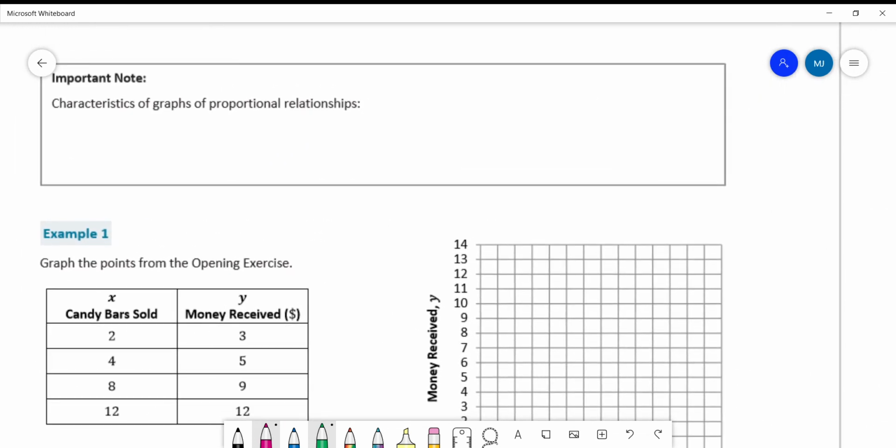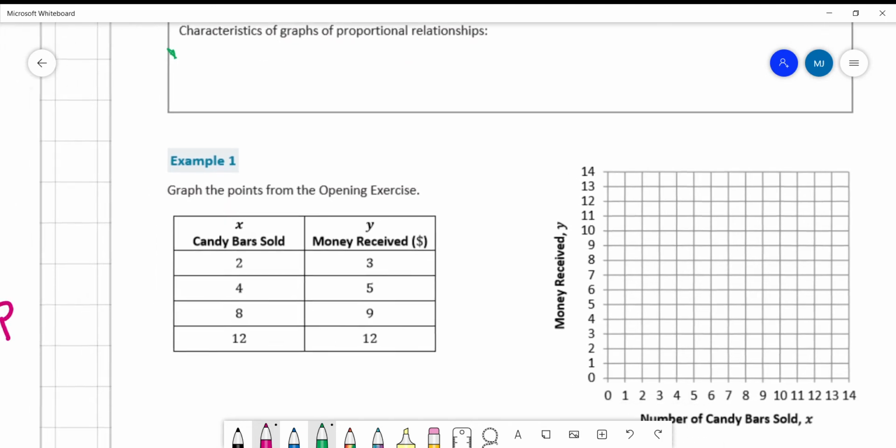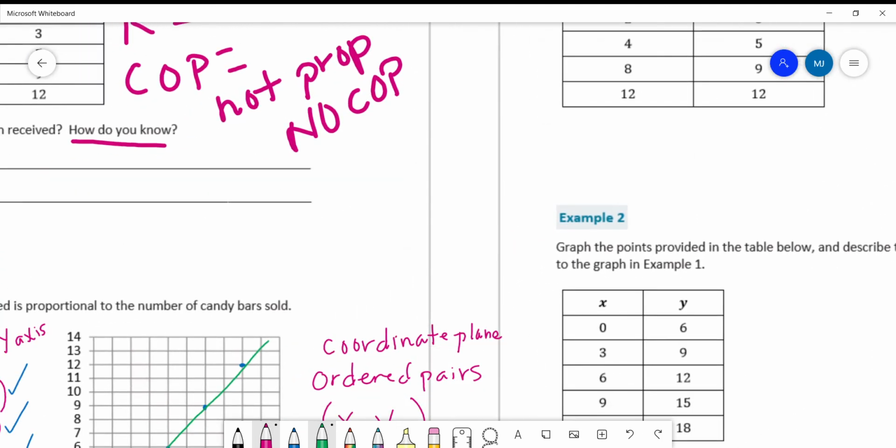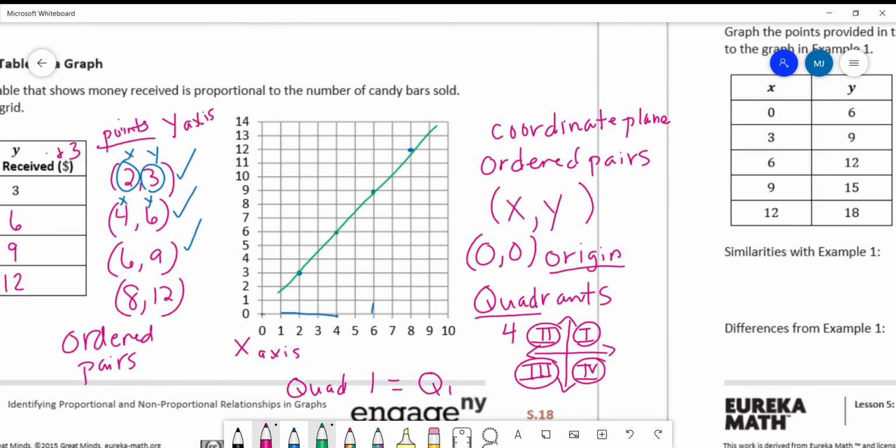So, characteristics of graphs of proportional relationships. This is where we want to be. Let's look back at our graph we just made, and let's look at some of the things we see. So I told you that it looks like it makes a straight line. It does. What is important to notice is that that straight line starts at 0, because if you don't sell any candy bars, you don't make any money. This would continue to happen, and it would continue to go up. If we had a larger graph, we could continue to plot more points.